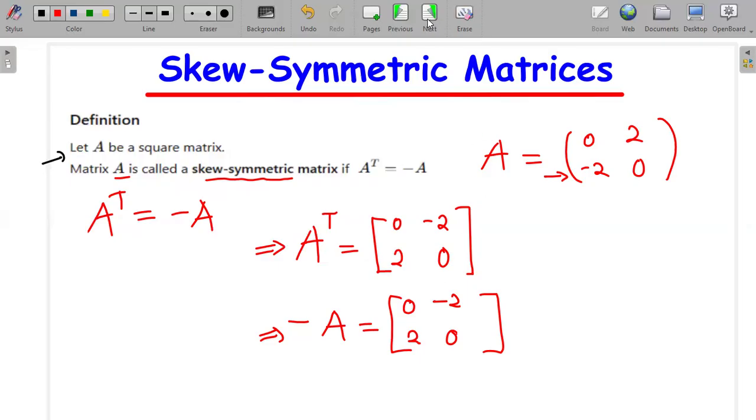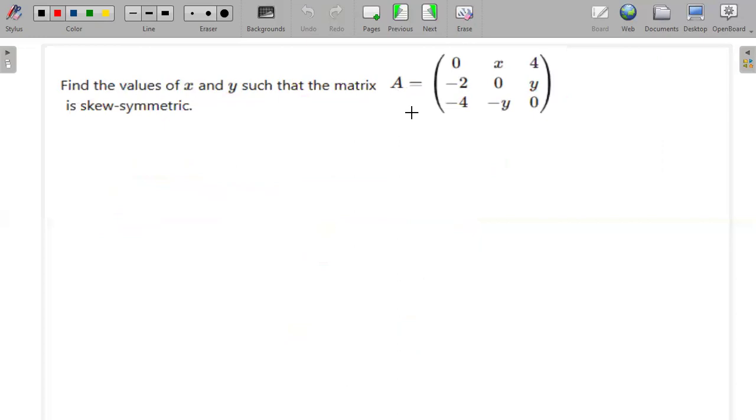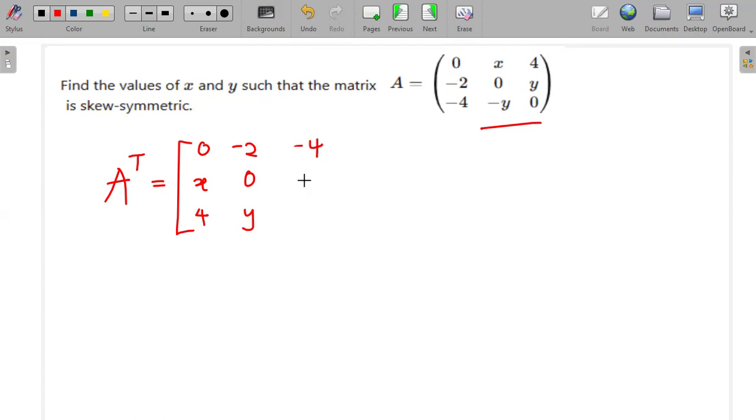All right, so let's look at a question from the exam papers. Here they're saying find the values of x and y such that the matrix given here is skew symmetric. So first of all, we just have to find A transpose. So A transpose will be 0, x, and then 4, minus 2, 0, y, and then minus 4, minus y, 0. So what I've done, I've just changed these rows here into columns.